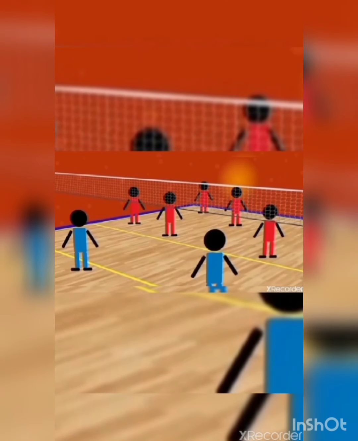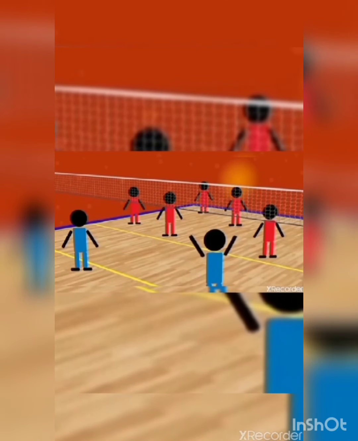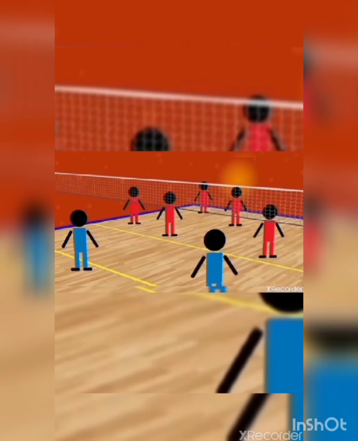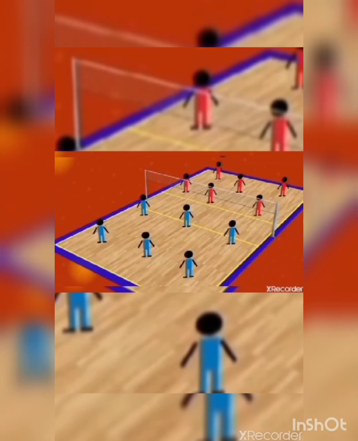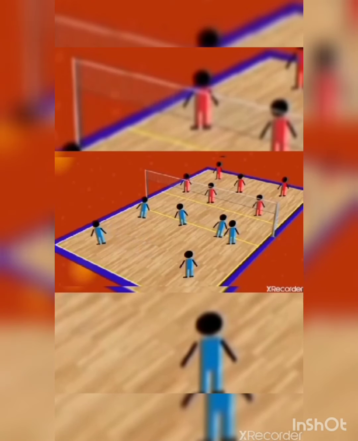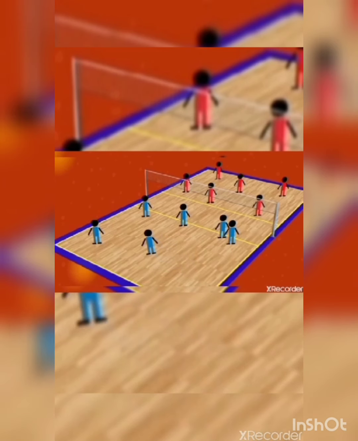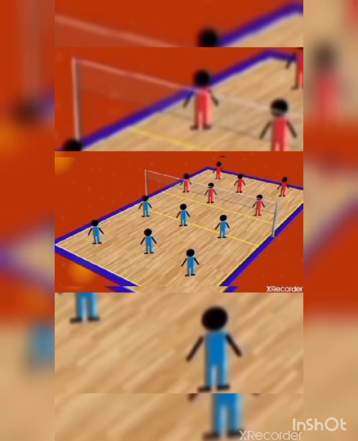Now, how are points gained? First, when the player hits the ball into the opposite side's court. Second, when the player hits the ball and the opposite team is not able to send the ball back to the playing side, they get the point.